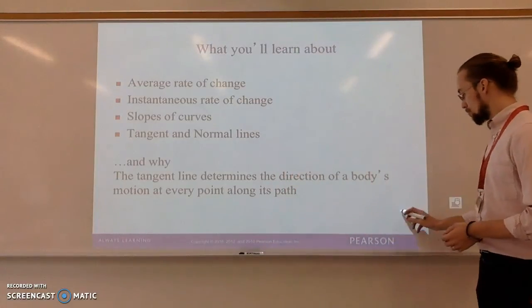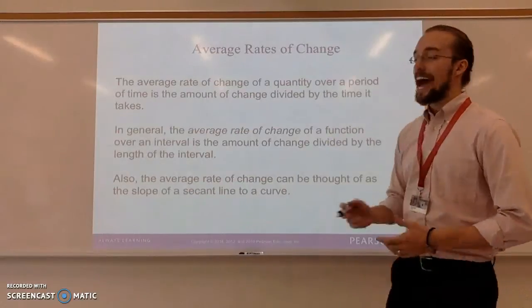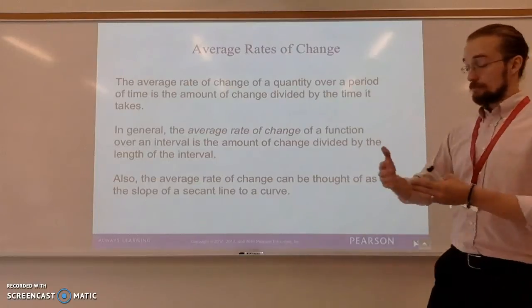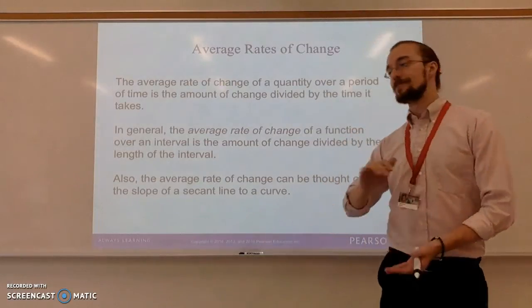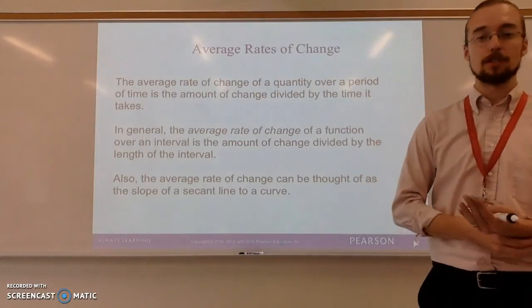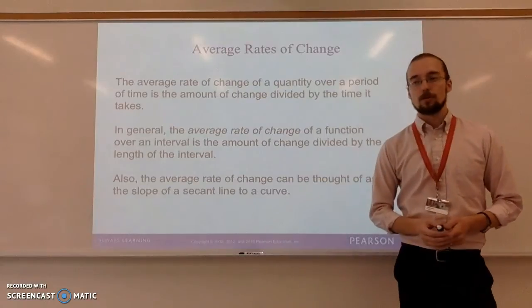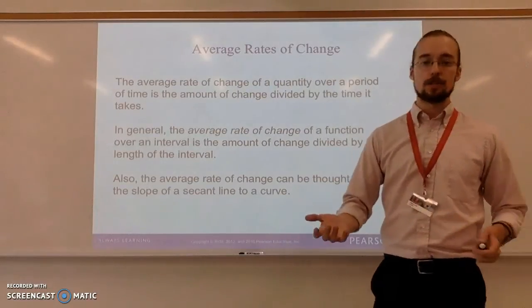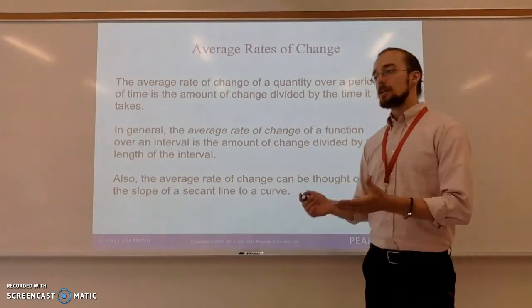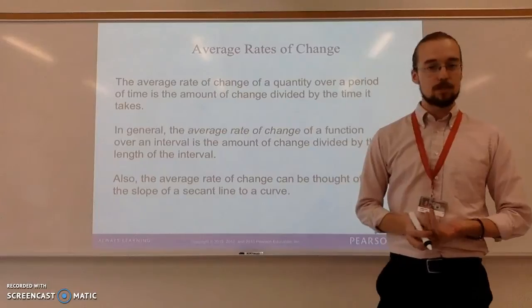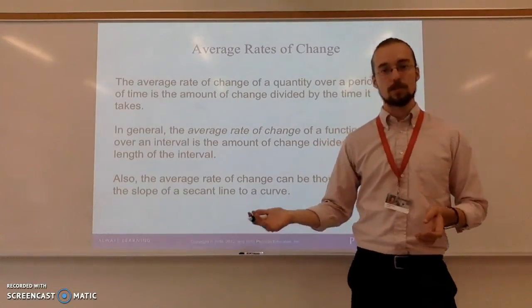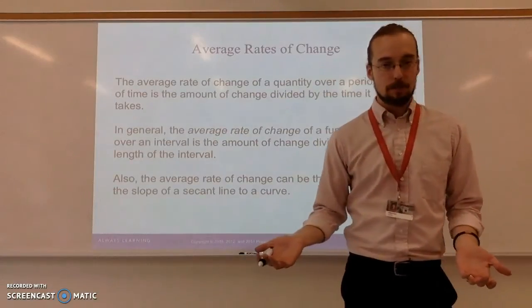Okay? So first, let's talk about average rate of change. The average rate of change is just the amount of change divided by the amount of time that's passed. So a super simple example: you went 60 miles in an hour. Your average rate of change was 60 miles an hour. But you may not have been going at a constant speed of 60. You may have gone 55 at some points in that hour, you may have gone 65 at some points, but you averaged 60 miles an hour.